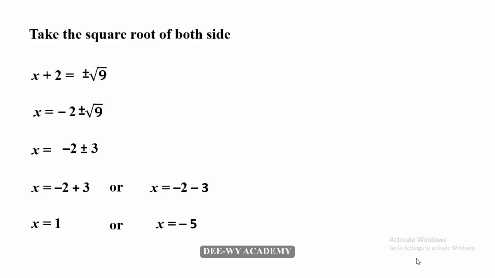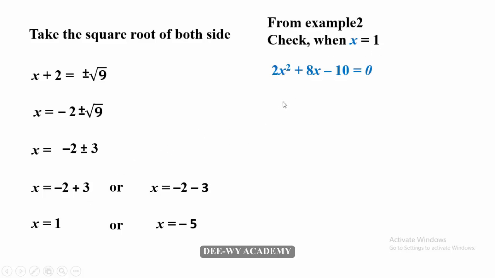So let's check if our values are correct. From the second example, let's check when x is equal to 1. The equation is 2x squared plus 8x minus 10 is equal to 0. And when x is equal to 1, it means that we substitute 1 in place of x. Anywhere we see x, we put the value 1.